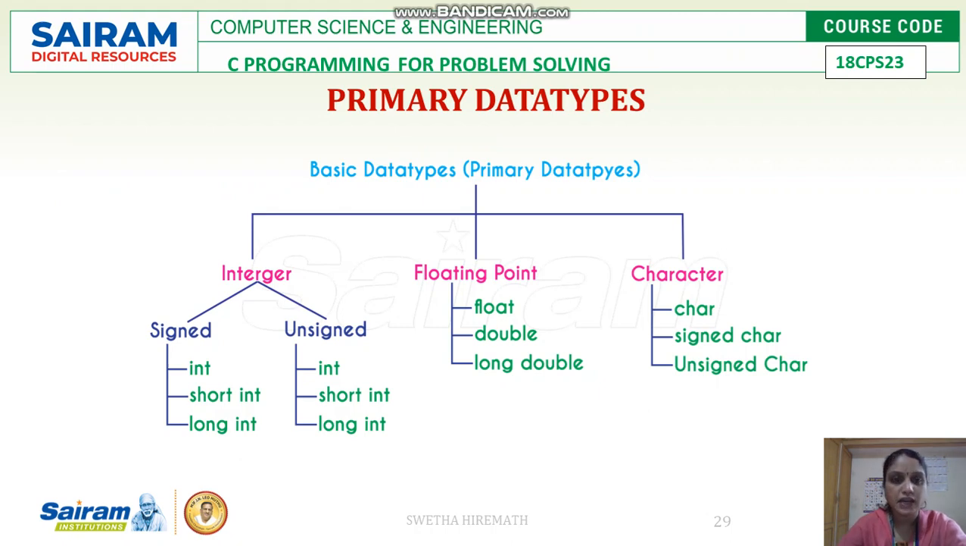Coming to the primary data types, what are the basic data types we have? Integers, again it is classified into signed and unsigned. Signed means we'll be having positive and negative numbers. Unsigned means we'll be having only the positive numbers by default. We are not going to specify the sign. By default we are going to declare them as positive numbers. Signed numbers, again we have int, short int, and long int. Unsigned means we have int, short int, and long int.